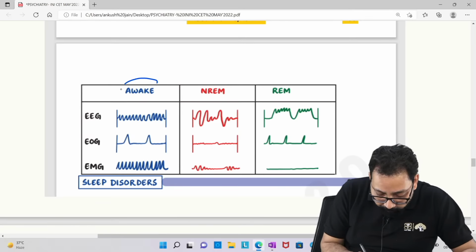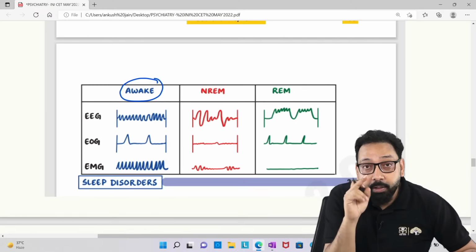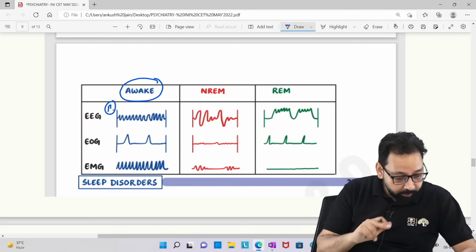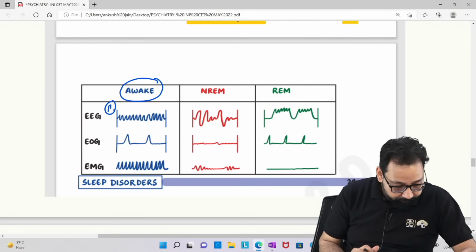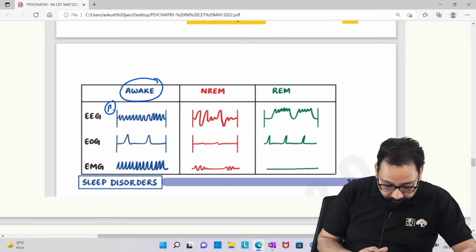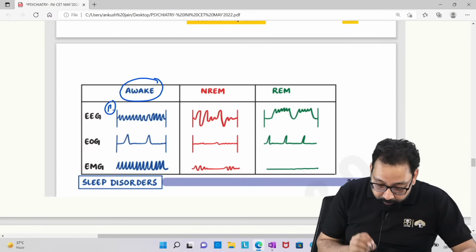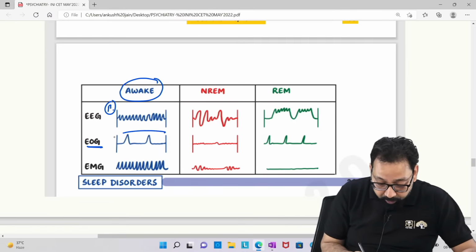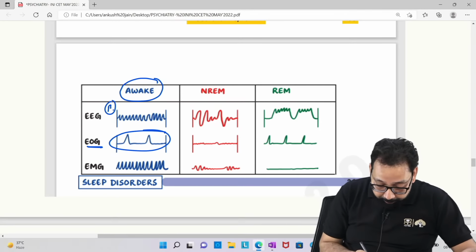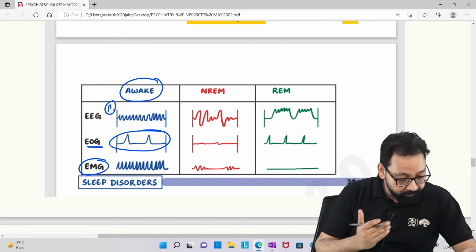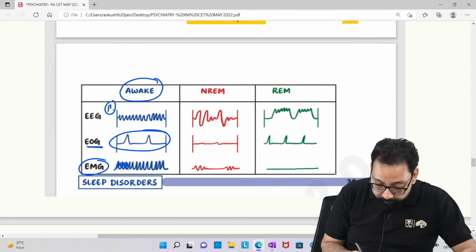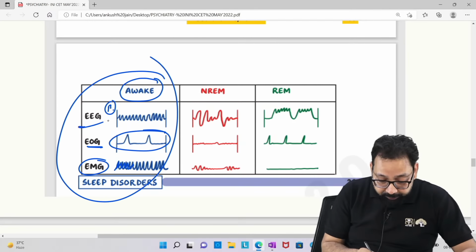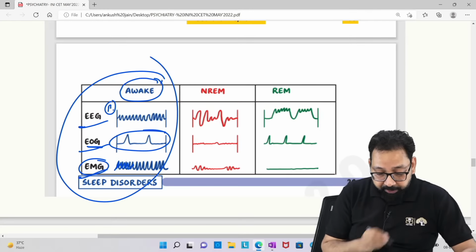When a person is awake, the wave is a beta wave, high frequency. It was a repeat question. In the electro-oculogram, when you are awake, your eye movement would be there, so the electro-oculogram will monitor this. The muscle electromyogram was not given in that question, but muscle movement would be there in the wakeful state. So this would be the picture of EEG, EOG and EMG in the awake state.